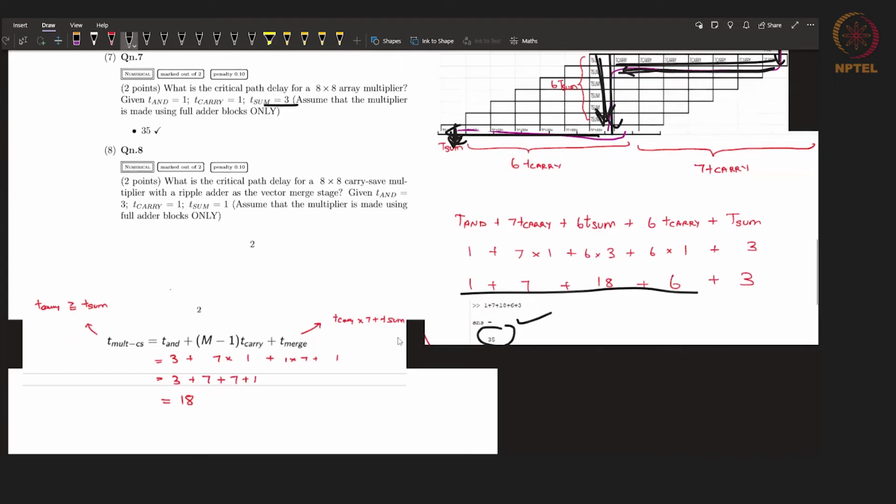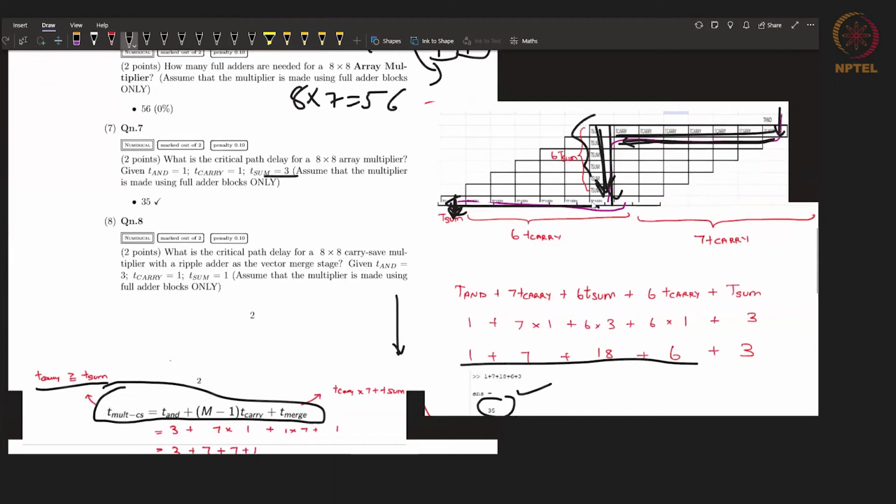Question number 8. What is the critical path of a 8 cross 8 carry save multiplier with a ripple adder as the vector merge stage? Right. So you can go back and refer, if T carry is greater than T sum, as explained in class. This will be your carry save multiplier's delay, which is 1 T and on top m minus 1 T carries plus T merge. Right. The T carries is what is propagating down as opposed to in this case it was the T sum.